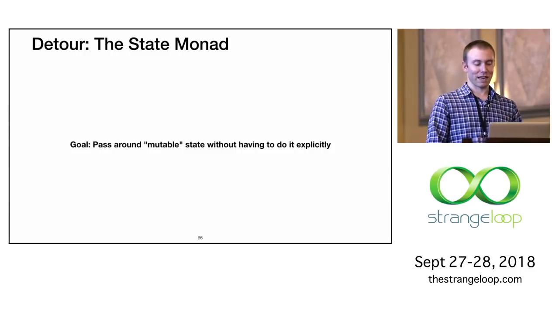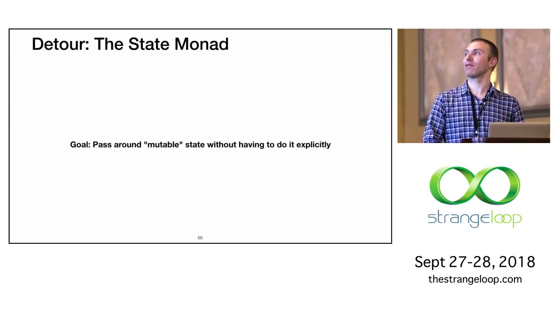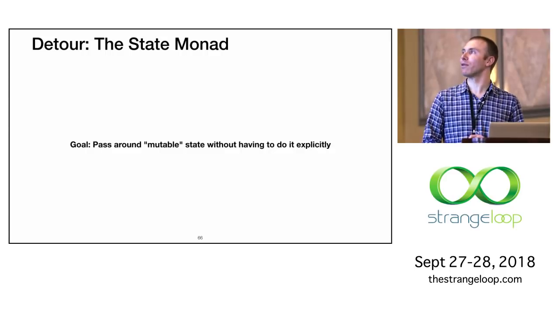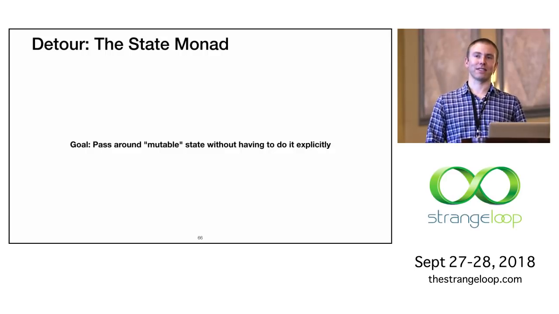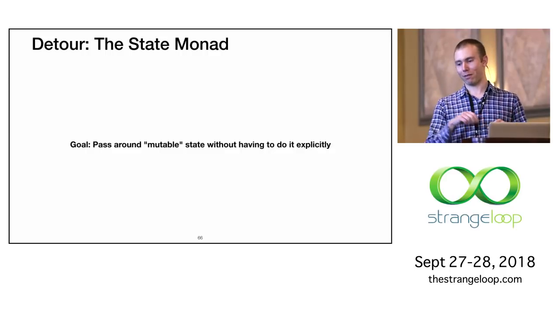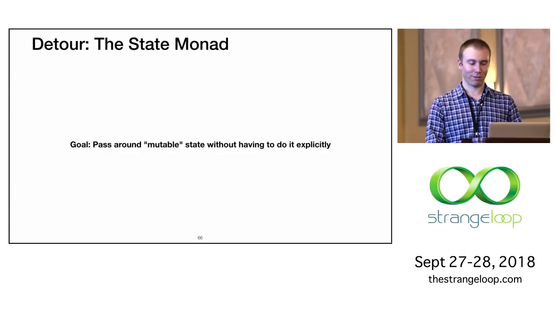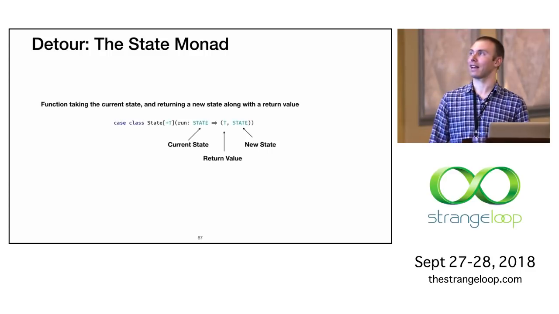Basically, the goal is just to pass around mutable state. Not really mutable, but it kind of looks that way, without having to do it explicitly, because it's really annoying to just pass, oh, updated 1, updated 2, updated 3 through everything. So we'd like to make that nicer.